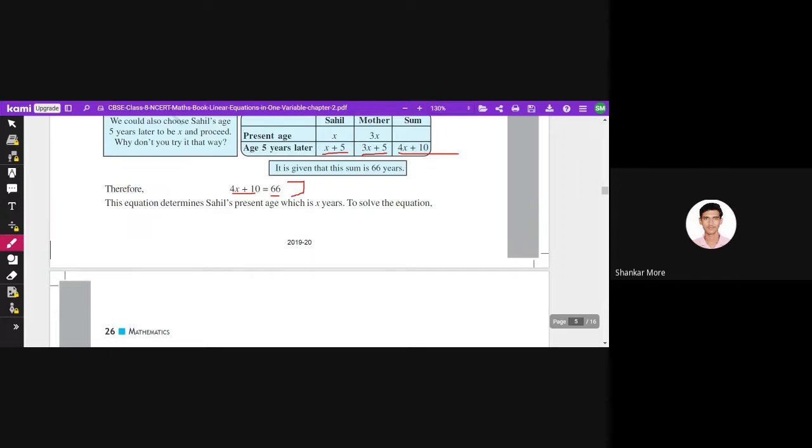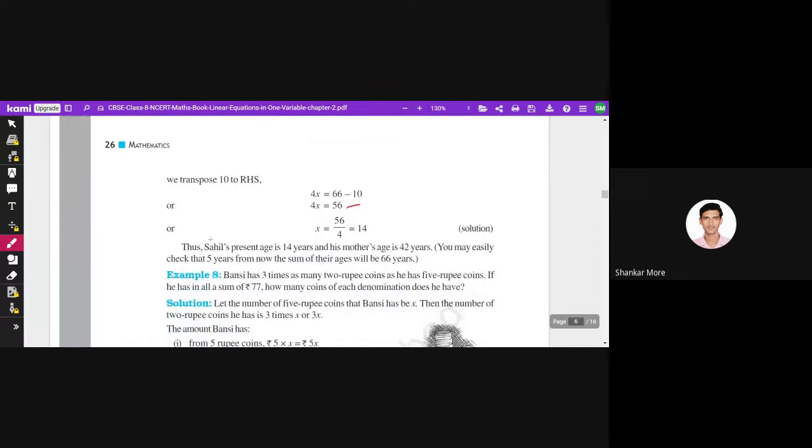42 होगा, करेक्ट. या 14 into 3, thrice the age of साहिल. साहिल के एज का कितना? 3 गुना. Okay, good. So see, thus Sahil's present age is 14 years and his mother's age is 42 years. You may easily check that 5 years from now the sum of the ages will be 66 years.